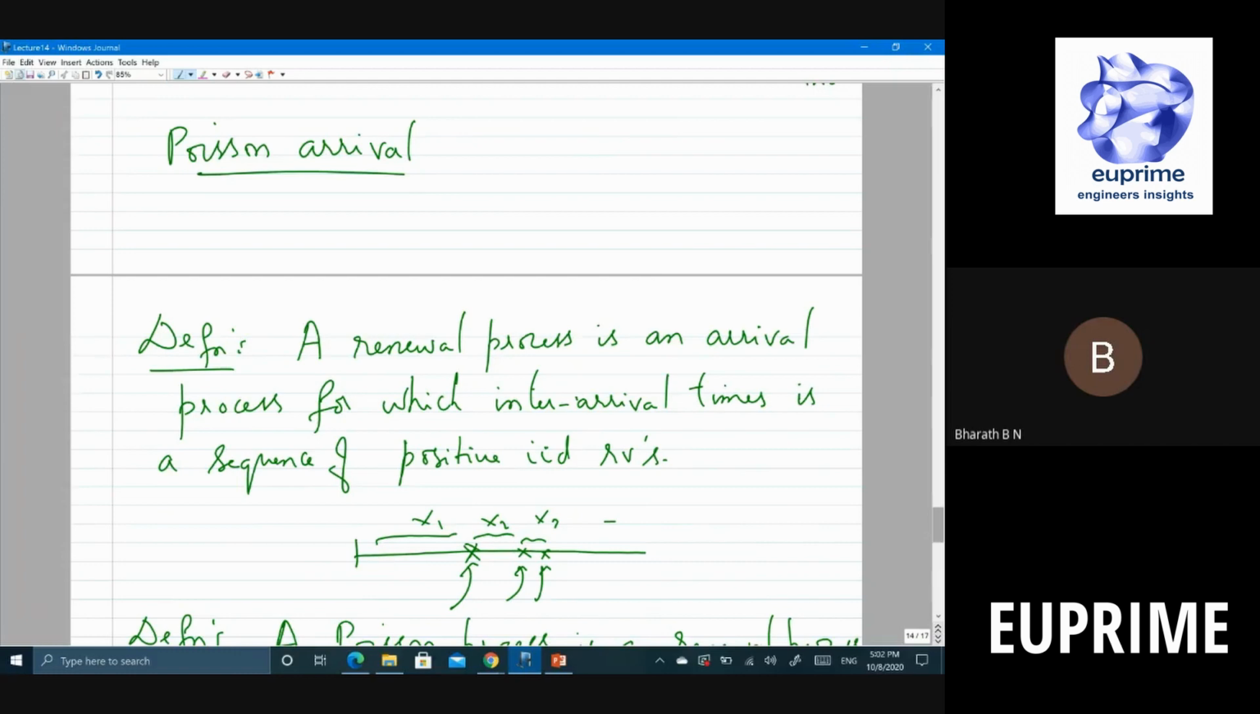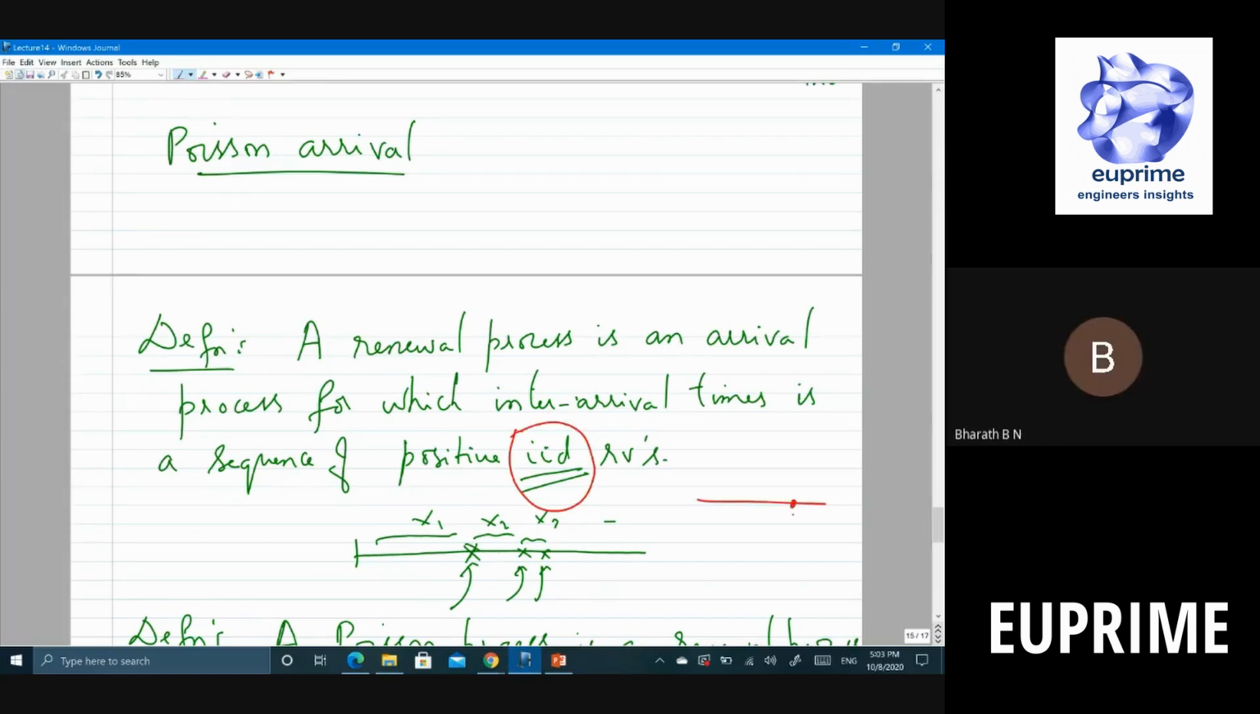Even if you consider that, I can remodel it saying whoever arrived before me is the first one. So should all arrival processes be renewal processes? Not really, because you need IID. This is very important. And of course, you need positive.